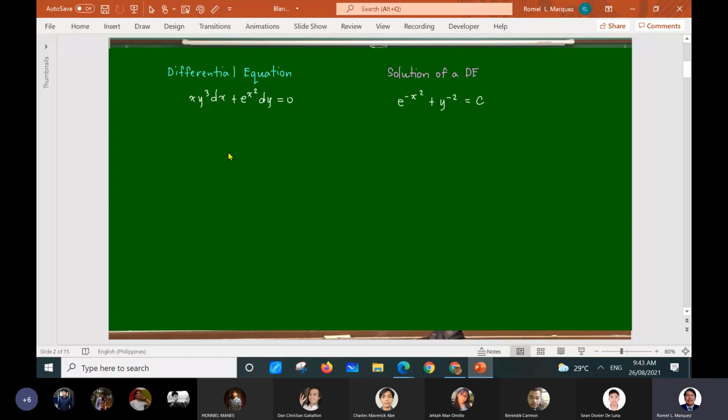Now, let's say the given differential equation is 1 plus tangent x multiplied by y double prime plus negative 2y prime plus 1 minus tangent x multiplied by y is equal to 0. Okay? So let's say that is the differential equation.